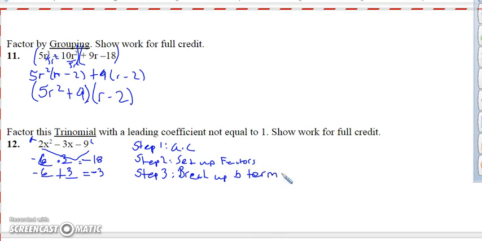Okay. The only way we're going to get good at this is if you go through and practice these. Go back through your notes. Practice the ones I gave you. Break up the B term. And what you'll see is you're going to change this minus 3x to minus 6x. You're using this term and this term, and just bring down your minus 9. And then we're going to turn this into a grouping problem.